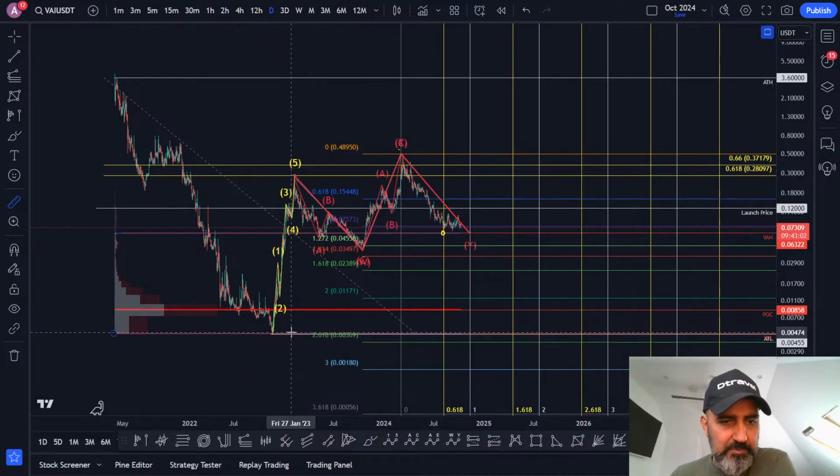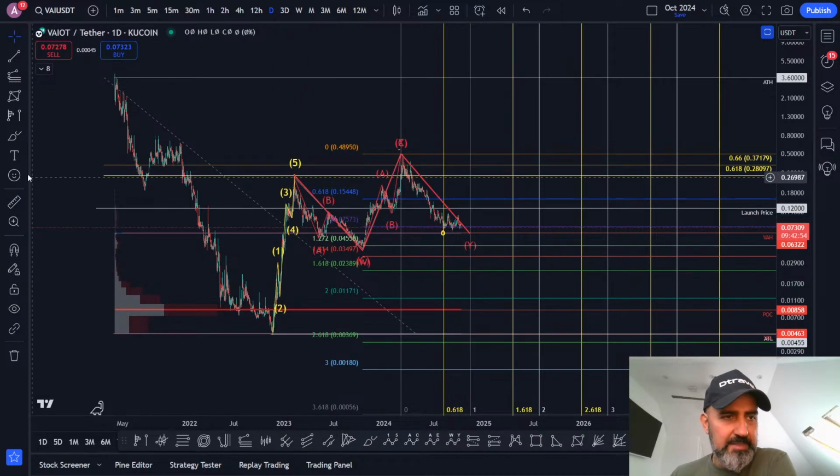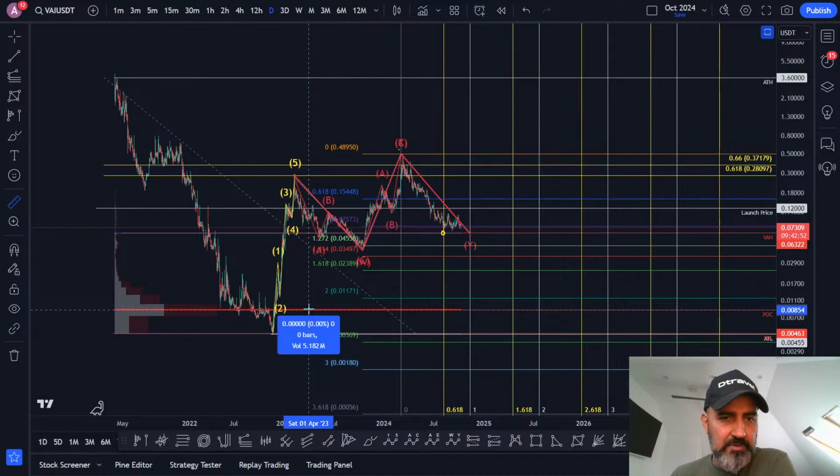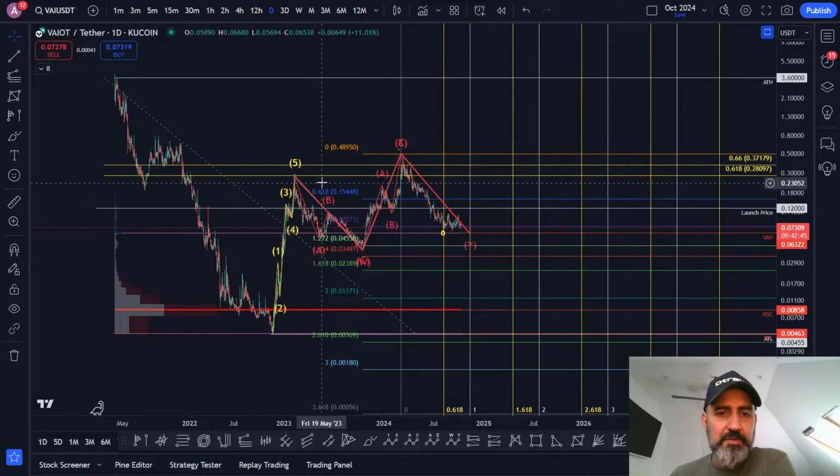What was that impulsive move? Oh god, it was like a 6,000x. No, sorry, 6,000% move. Crazy, yeah? 6,000% move up to the golden pocket. That was a 3,000% move. Wow. That's a big move, huh?